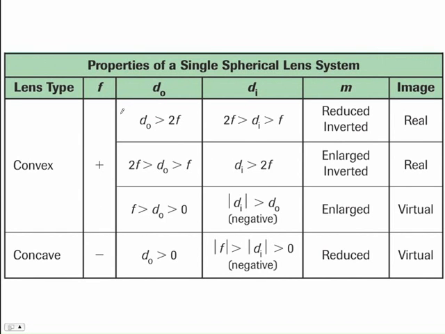So here's just a table. It's in your book, and it goes ahead and puts everything in a table for the convex and the concave. But we just did convex so far.